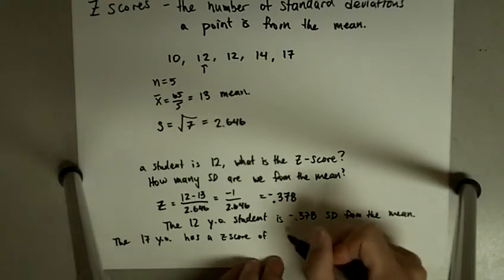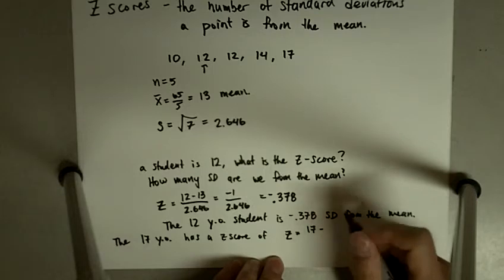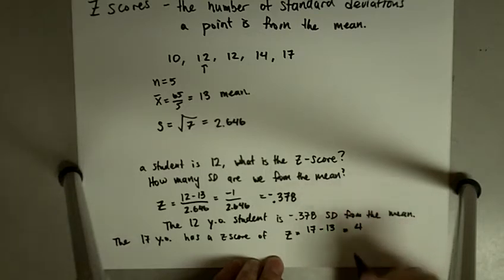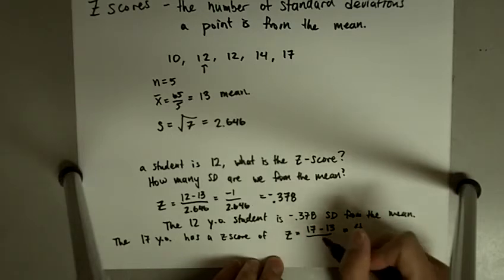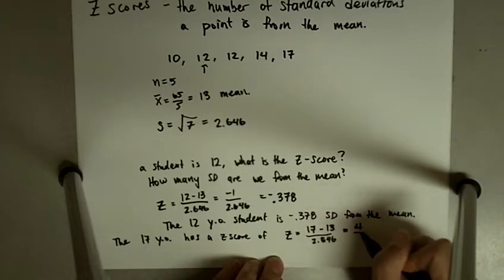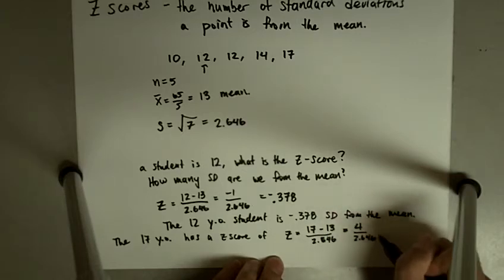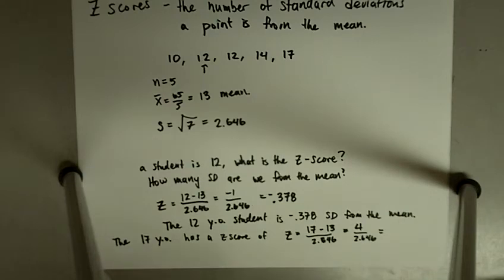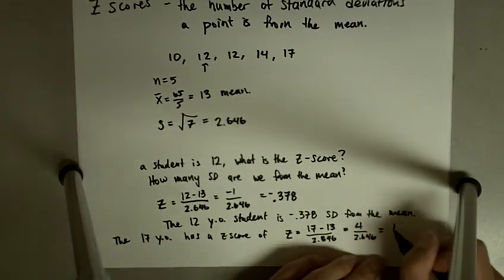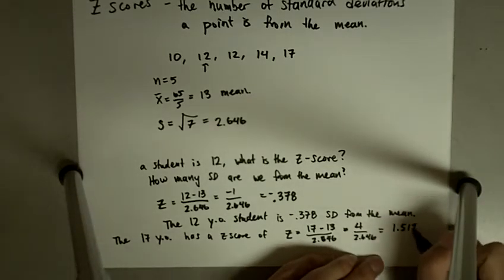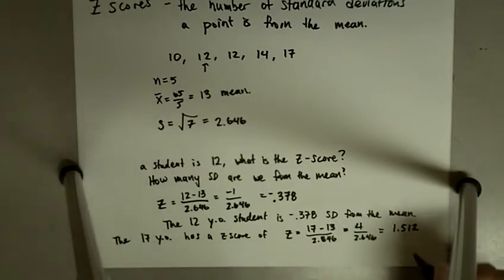Okay, the 17-year-old has a z-score of, well, 17 is 4 years away from the mean. 17 minus 13 gives us 4 years above the mean, and each standard deviation is 2.646. So we do 4 divided by 2.646, and we are 1.512 standard deviations from the mean.